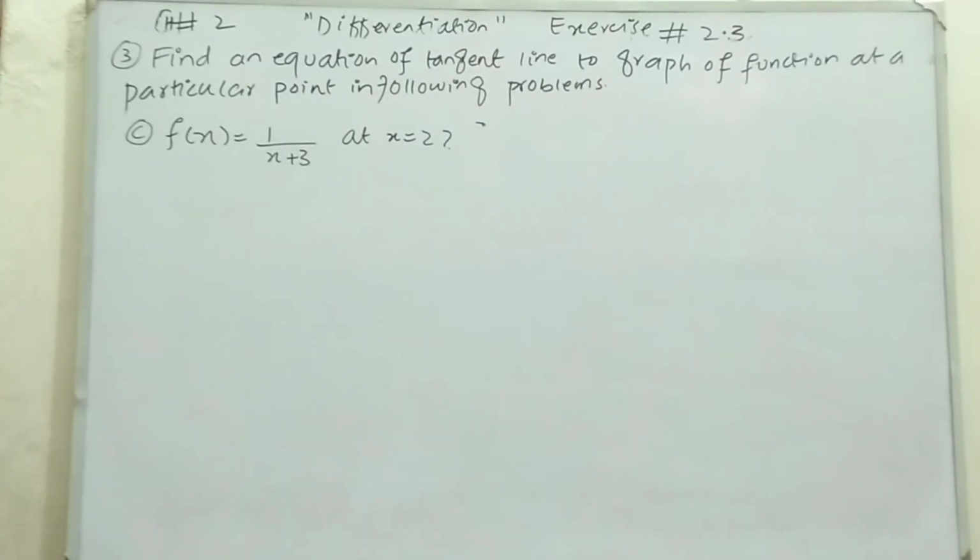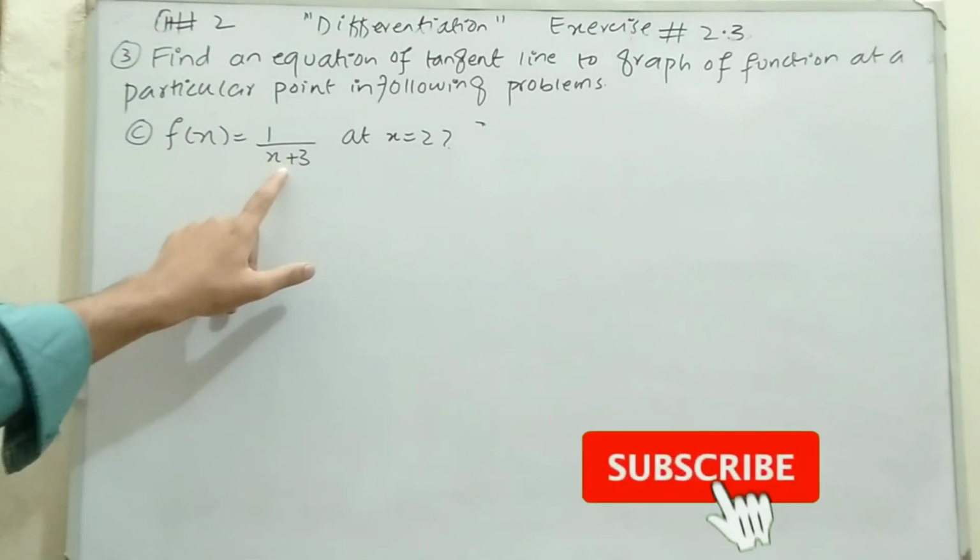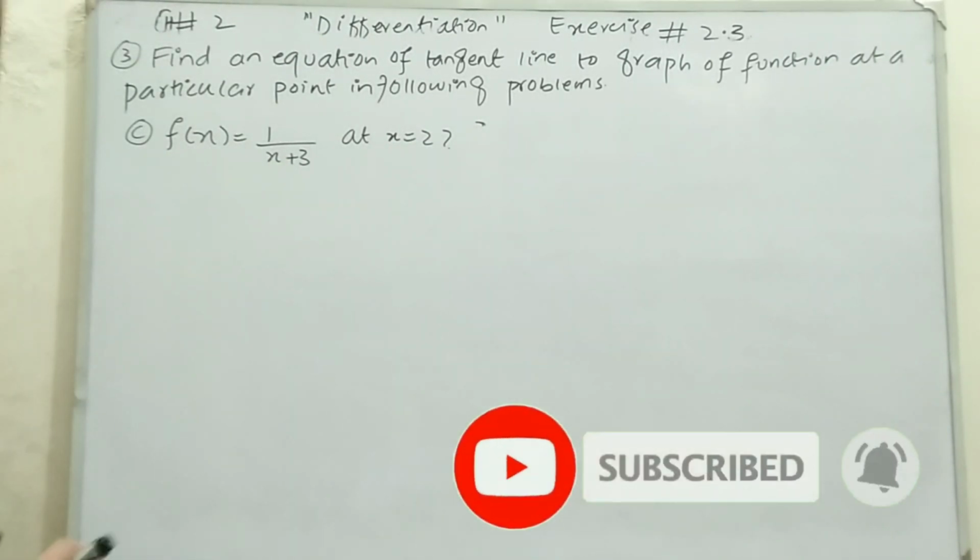Now move toward part C. A function is given, f of x is equal to 1 divided by x plus 3, at the point x is equal to 2. Now move towards the solution.